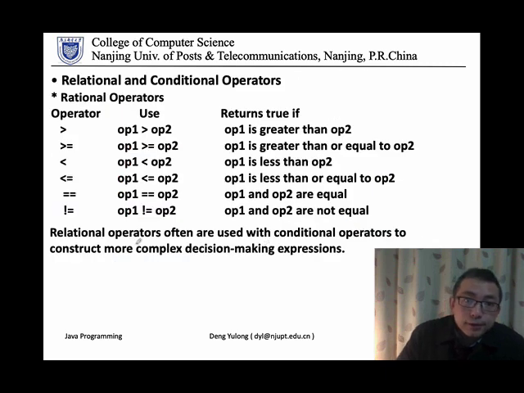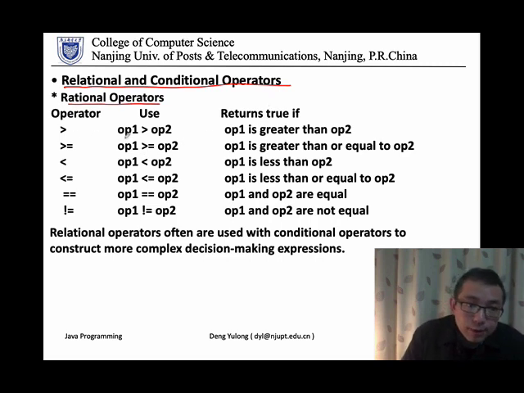Okay, and next, relational and conditional operators. First, about relational operators. You must notice that this kind of operator makes an operation on two operands and returns a Boolean value. The Boolean value, the actual value, is true or false.